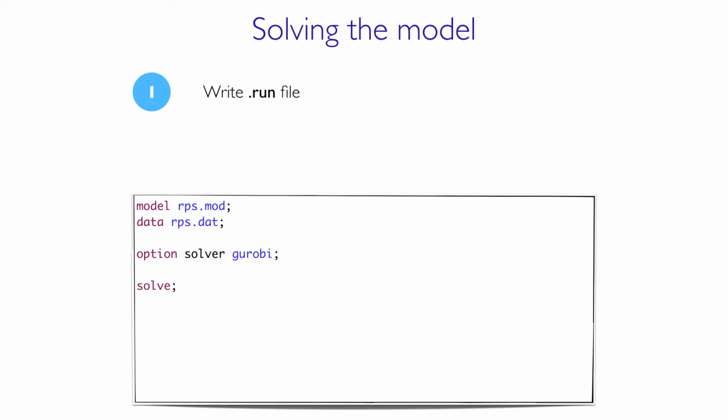Then, we need to specify which solver we want to use. In this case, we use Gurobi since the model we are solving is linear. And then we add the command called solve, which tells AMPL to solve the model. After the command solve has been executed, the variables of the model are assigned to the values computed by the solver, representing a solution to the model. We can use the command display to tell AMPL to output the values.